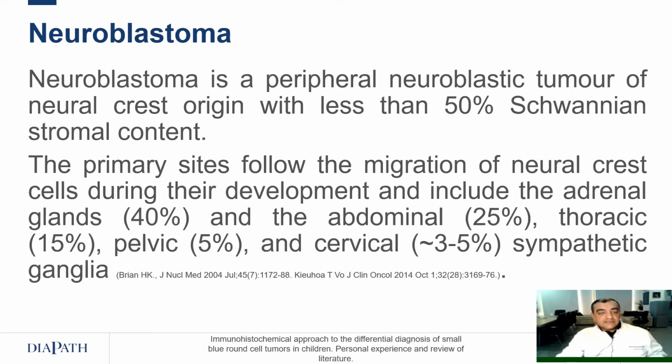Neuroblastoma is a highly malignant tumor characteristic of children and is a peripheral neuroblastic tumor of neural crest origin with less than 50% Schwannian stromal content. The primary sites follow the migration of the neural crest cells during their embryonic development and include the adrenal glands. First of all, 40% of cases involve the adrenal glands. It can present as an abdominal mass, thoracic mass, pelvic mass, and head and neck mass, such as sympathetic ganglia of the head and neck region.